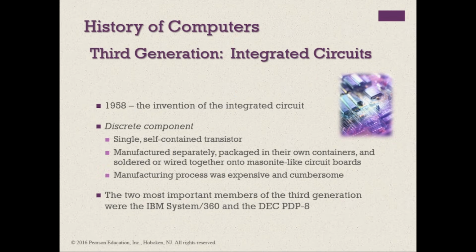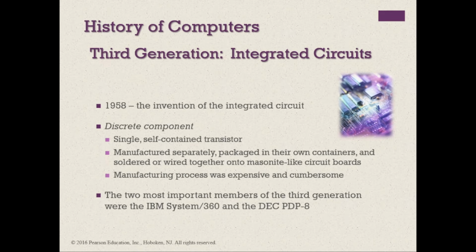So the third generation is all about integrated circuits. A single self-contained transistor is called a discrete component. So why is it called discrete? Because it accepts fixed values. Specifically for discrete, it only has two values, 0 and 1. Throughout the 1950s and early 1960s, electronic equipment was composed largely of discrete components, such as transistors, resistors, capacitors, and so on. Discrete components were manufactured separately, packaged in their own containers, and soldered or wired together onto masonite-like circuit boards, which were then installed in computers, oscilloscopes, and other electronic equipment.